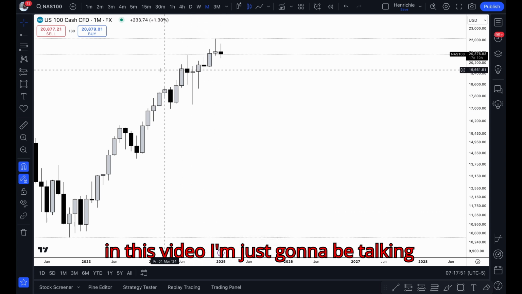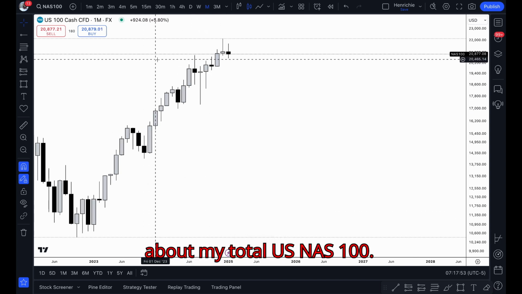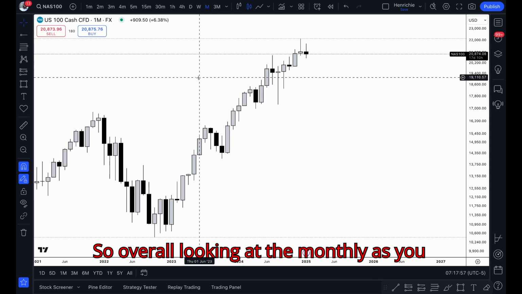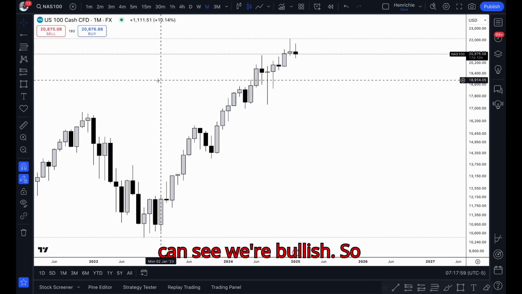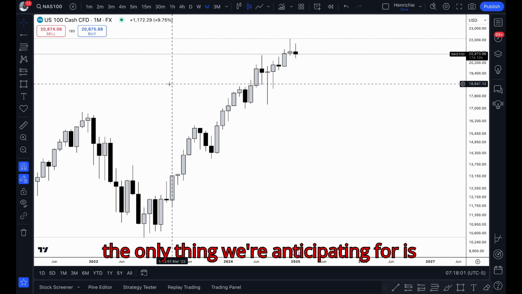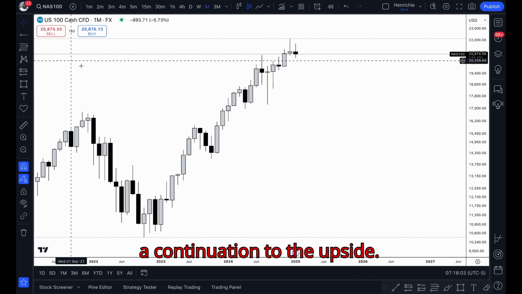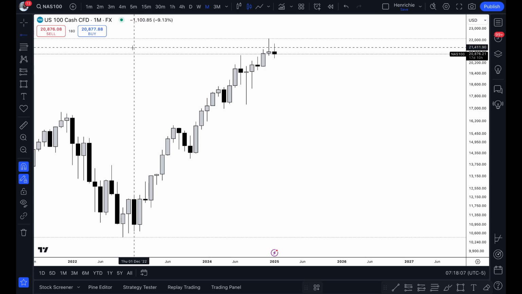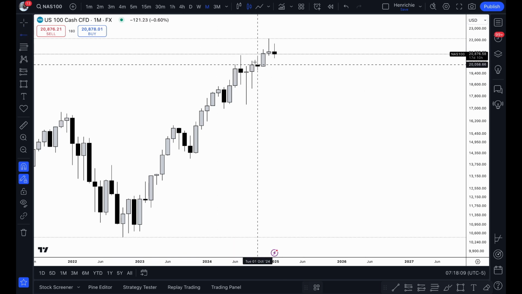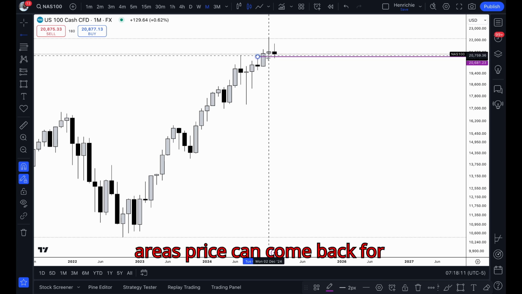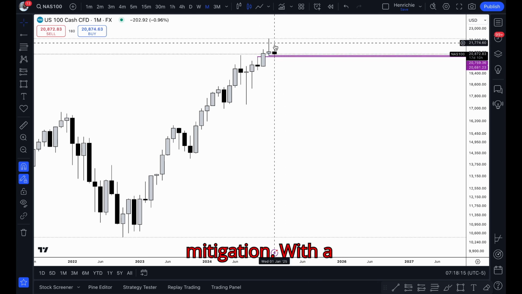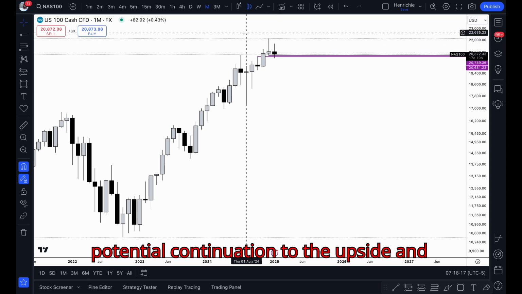In this video I'm just going to be talking about my thoughts on US NAS100. Overall, looking at the monthly, as you can see, we're bullish. So the only thing we're anticipating is a continuation to the upside. So we just look at it and we look for inefficiencies, areas price can come back to for mitigation with a potential continuation to the upside.